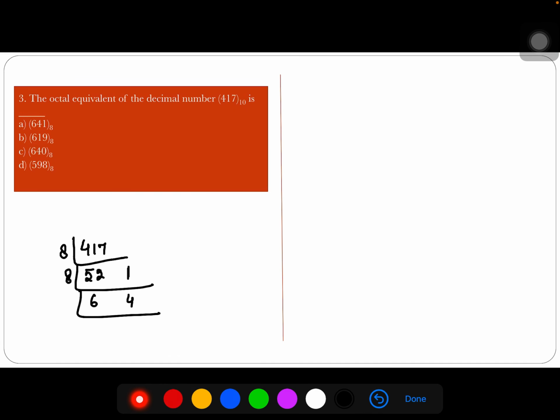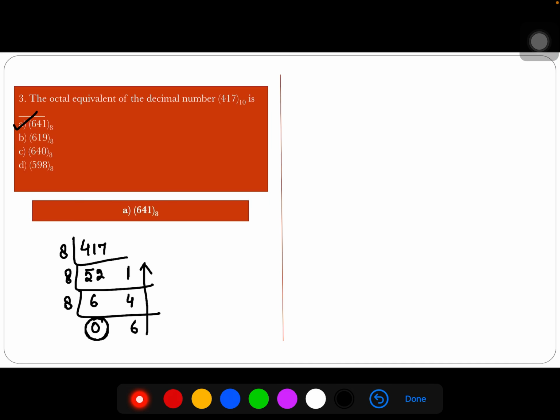Now 6 cannot be further divided, it is lesser than 8, so the quotient will be 0 here and 6 will be the remainder. You have to keep dividing until you get 0 at this place. Now you have to move from bottom to top and your answer is 641.